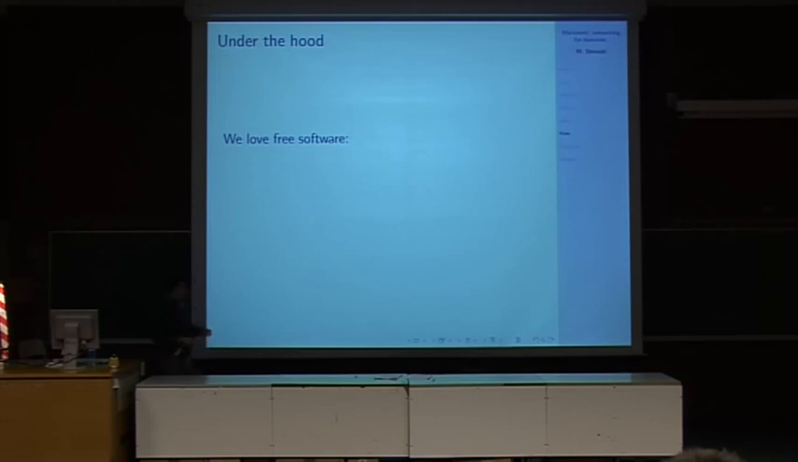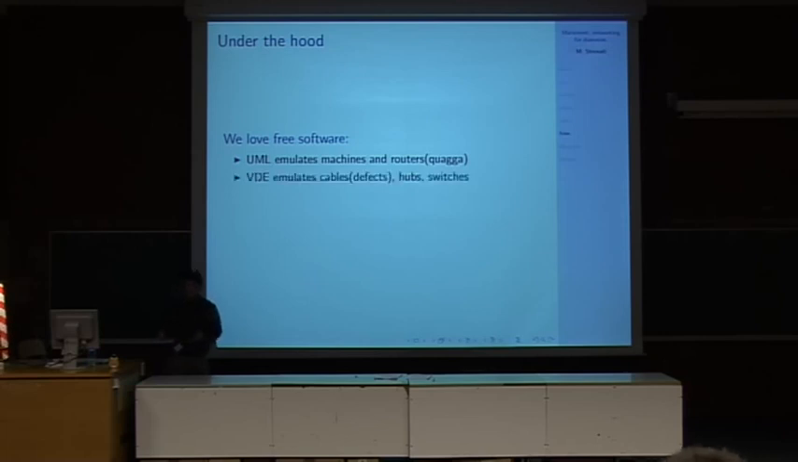Now let's see a little how Marionnet really works under the hood. Marionnet takes advantage of a great number of free software projects that we love. For the machines, we use UML, User Mode Linux, and that allows us to emulate both machines and routers that are nothing more than machines with Quagga software on them. And we have the VDE project from Renzo Davoli, who is here today at FOSDEM, and tomorrow he's going to give a lightning talk, so come and see him.